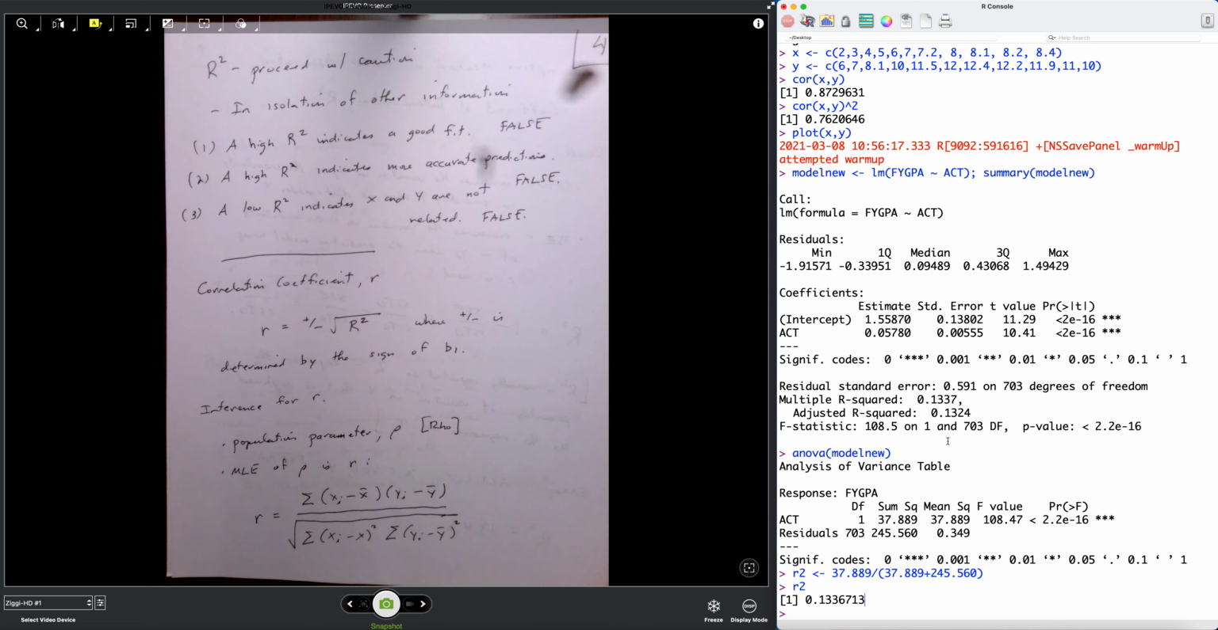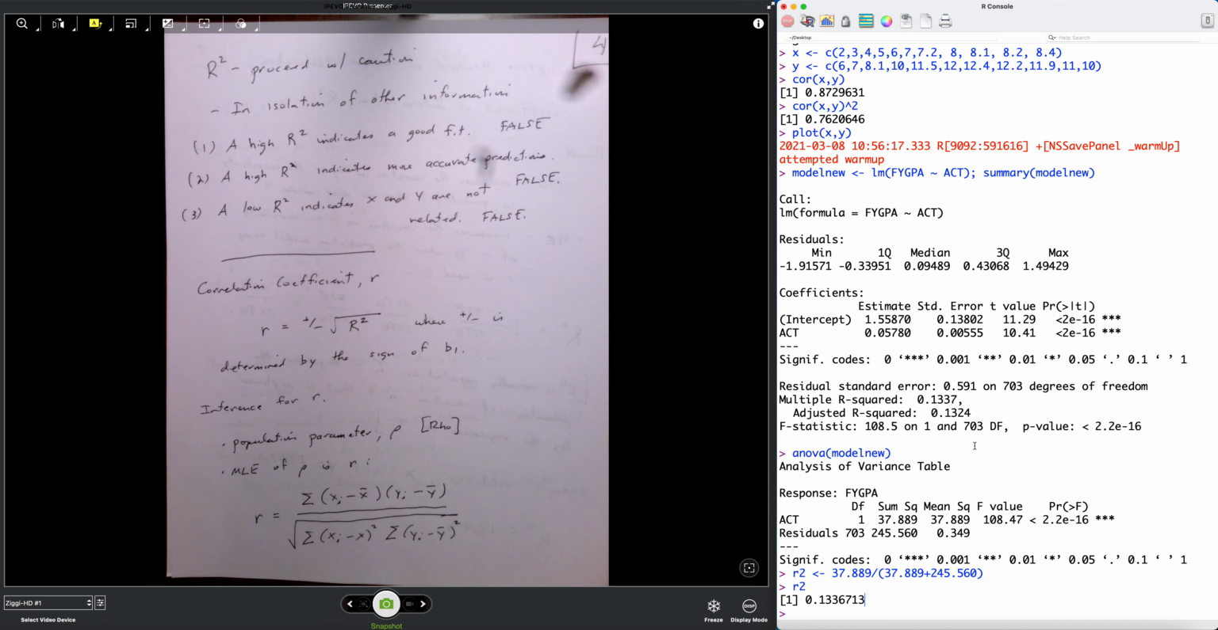So let's just cover 3 things that you need to have on your radar. First of all, in isolation of other information, a lot of people think that if R squared is high, then it indicates that we have a good model fit. Well, that is not true. Second thing, very similarly, we think if we have a high R squared, it indicates more accurate predictions. That's also not true, especially as we deviate more from the mean of the x's, as we get further in the tails of the predictive model. And the third thing is a low R squared indicates X and Y are not related.